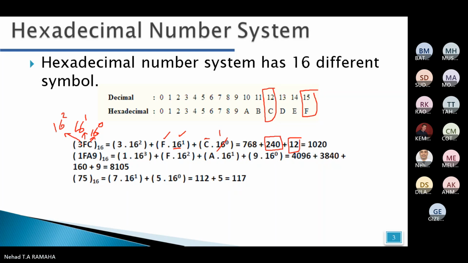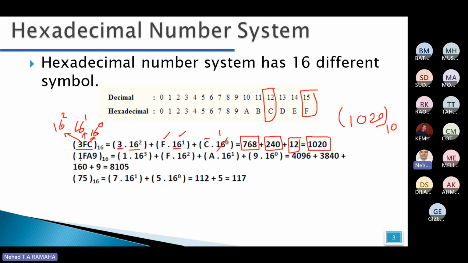Plus the third digit, which is 3, multiplied by 16 power 2. So the result is 768. I don't know 16 power 2 actually without calculating. Anyway, the summation is 1020. What's this 1020? This is 3FC. So 3FC in hexadecimal is equal to 1020 in the decimal system.